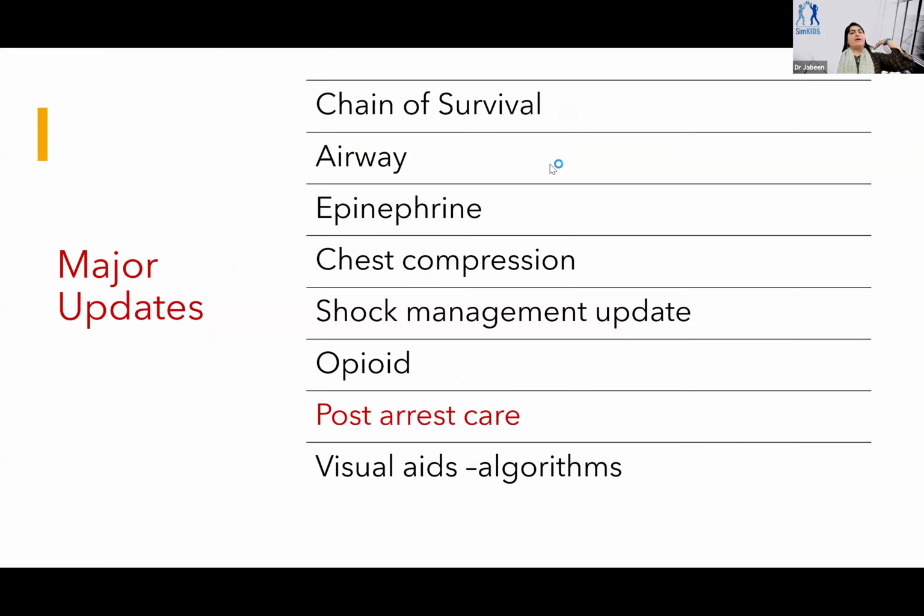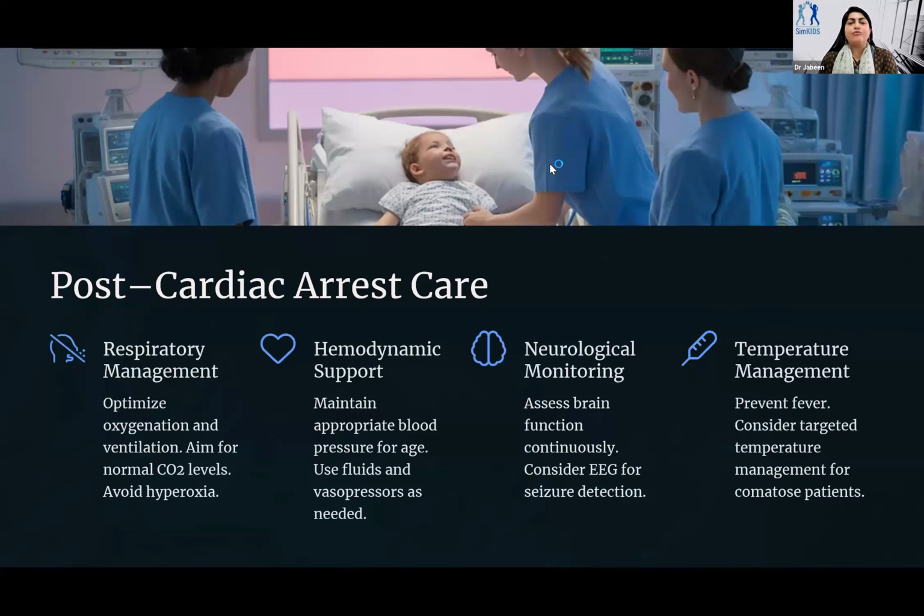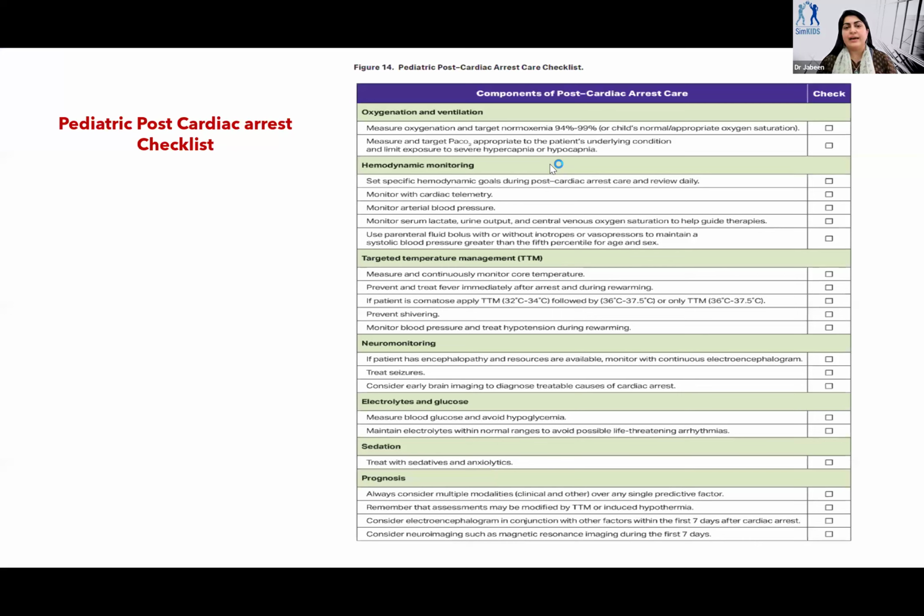Coming to the post cardiac arrest care, we sometimes forget that once ROSC is achieved, our job is not done. We still have to continue to support these 4 areas: respiratory management, hemodynamic support, neurological monitoring, and temperature management. They have provided the whole checklist in the updated PALS guideline, and I know this is a big checklist.